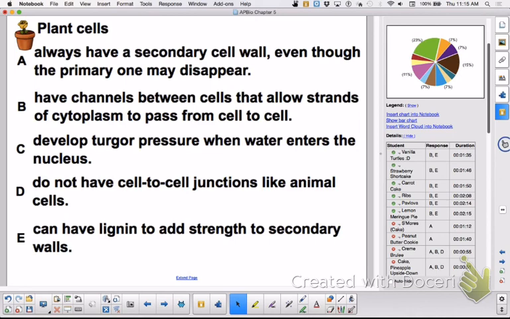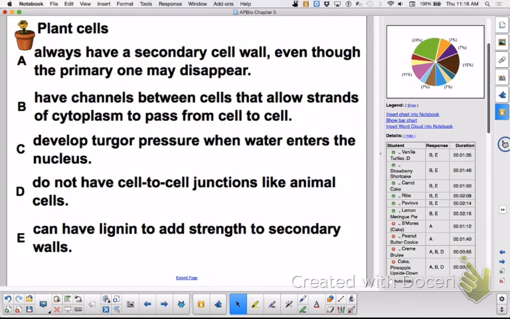Okay? B. Have channels between cells that allow strands of cytoplasm to pass from cell to cell? Yes. What do we call those channels? Plasmodesmata. Thank you very much. Nice. Okay. Do they develop turgor pressure when water enters the nucleus? No. No, when it enters the cell. Please. Vacuole. Thank you. Okay. Do not have cell-to-cell junctions like animal cells? No, they do. Yeah, we just talked about one. Plasmodesmata. Have lignin to add strength to secondary? Yes. That was in the notes.